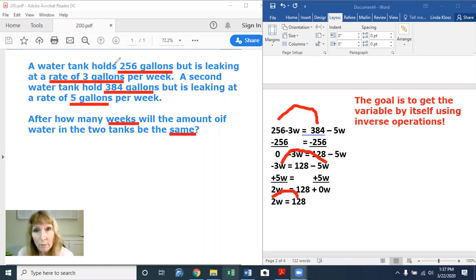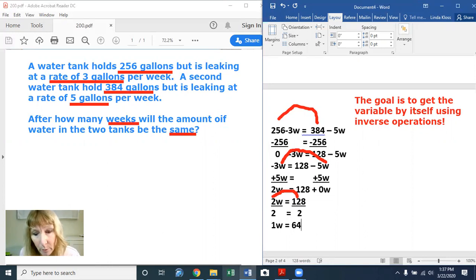So now, what is the inverse of multiplication? Right, division. So I'm going to divide both sides, because whatever you do to one side, you have to do to the other. I'm going to divide by 2 to both sides of the equals. And I'll draw a little line so you know it's division. So 2 divided by 2 on the first side is going to give me 1W. And 128 divided by 2, go ahead and do the math, should give you 64.